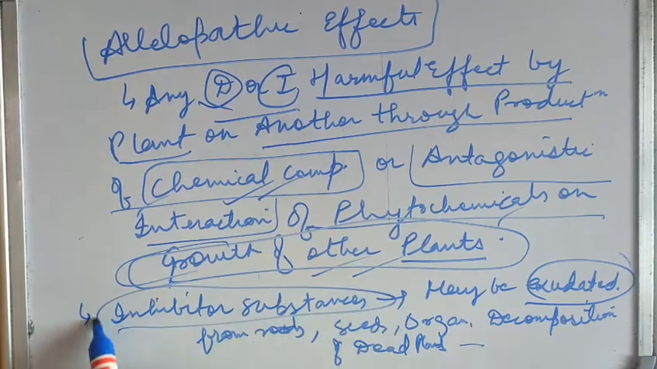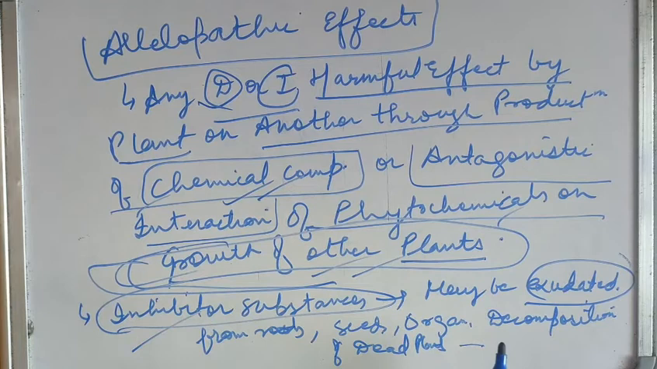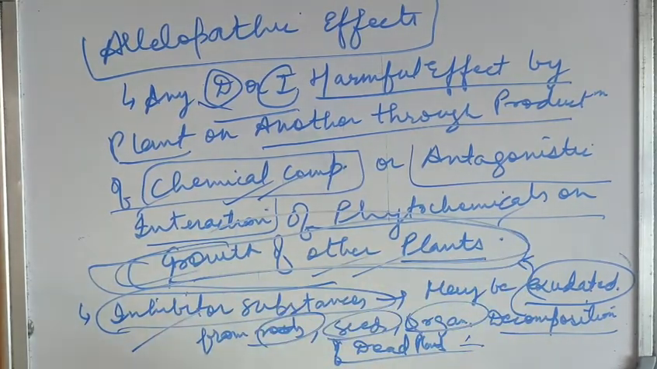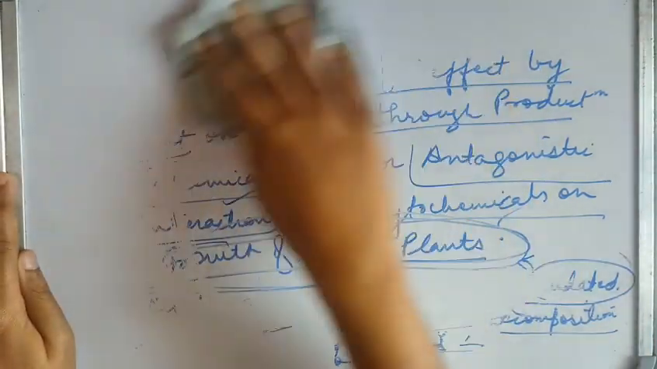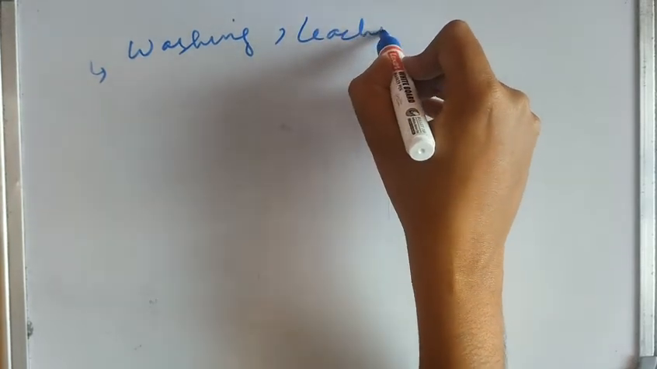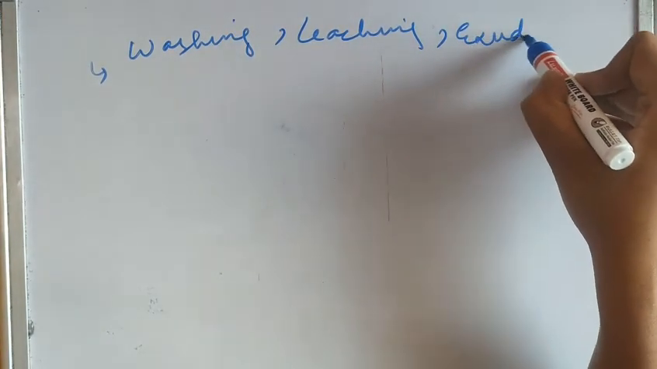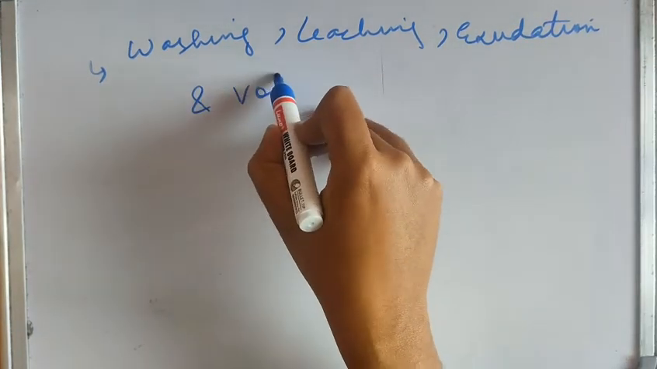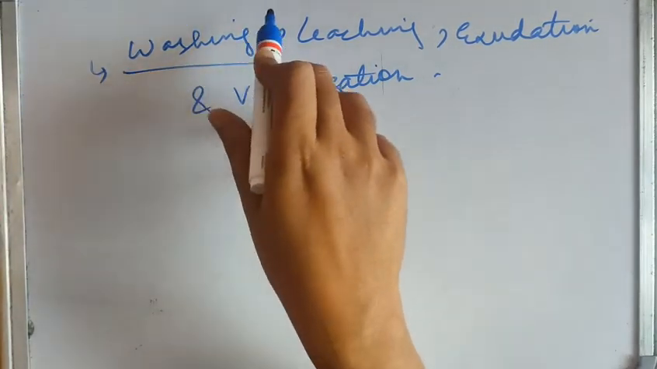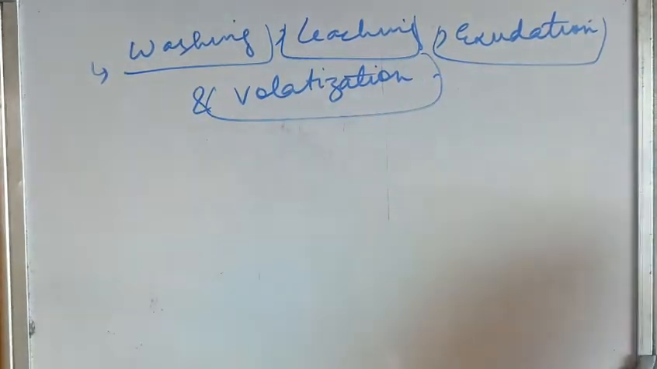So these inhibitor substances that inhibit the growth of other plants can be released from roots of the plant, seeds of the plant, some other organs of the plants. Even when the plants die, the decomposition process releases inhibitors that suppress the growth of other plants. They are released by washing, leaching, exudation and volatilization.